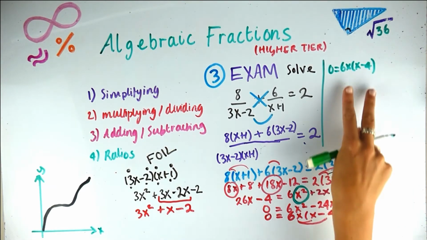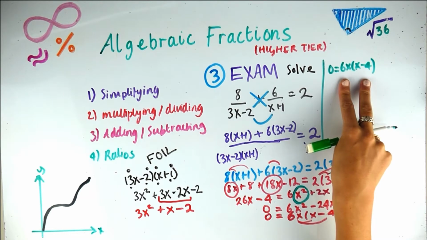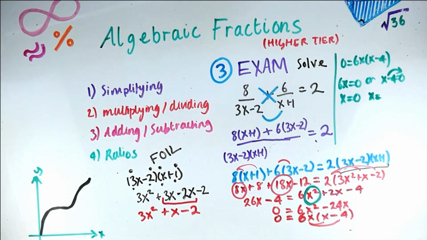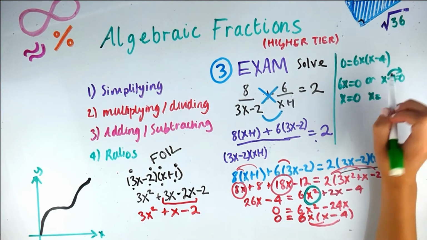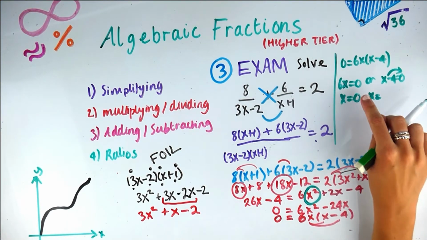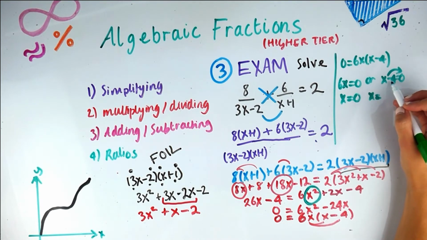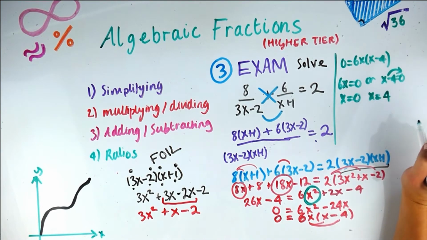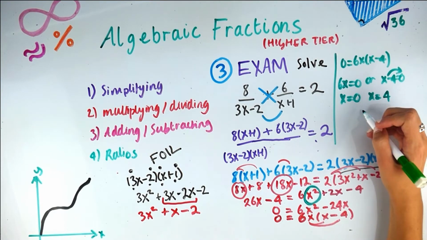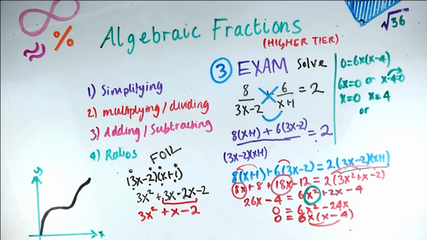Now for two things to multiply together to equal 0, one of them must be 0. So either we have 6x equals 0, and for 6 times something to equal 0, that something must be 0, so x must be 0. Or we have x minus 4 equals 0, so we take the minus 4 over the other side and it becomes positive 4. So our answer is x is 0 or x is equal to 4.